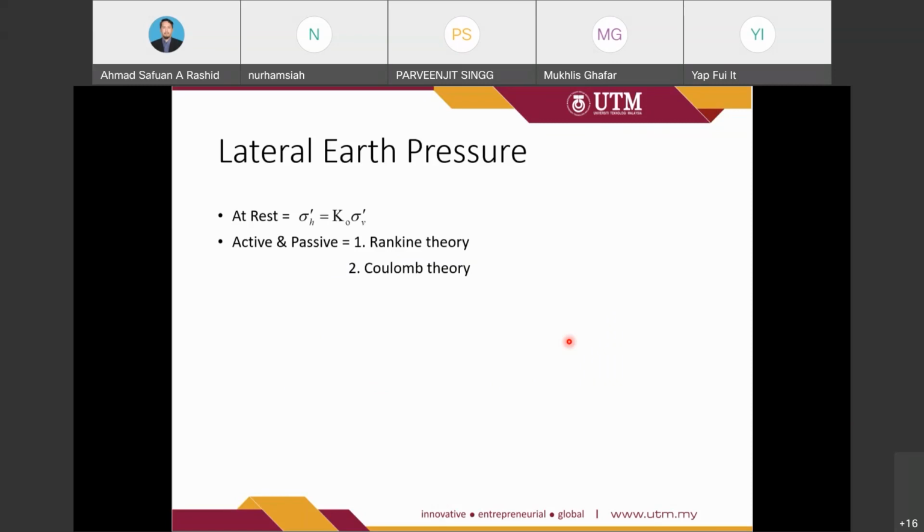So for the at rest case, we may calculate the effective vertical stress, and then multiply it with K naught in order to get the value of the lateral earth pressure.